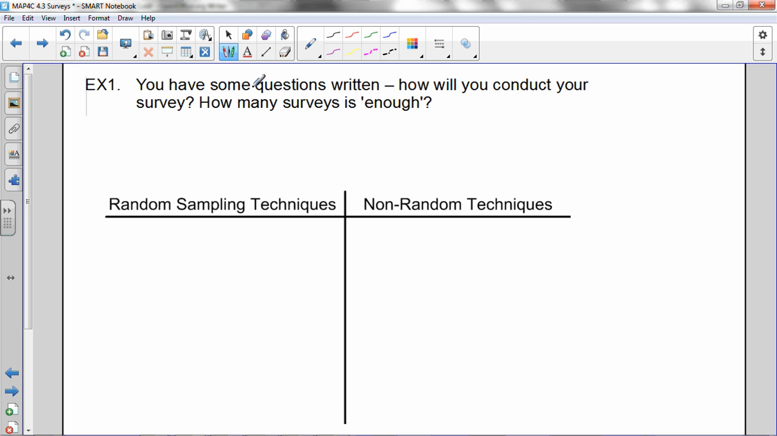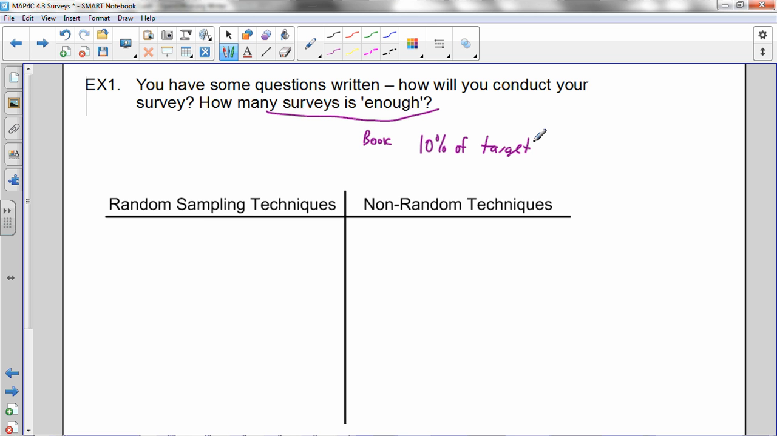Example one. So we wrote our questions, our checklists and stuff like that. How are we going to actually conduct our survey? How many surveys is enough? Well, let's answer this question first. How many surveys is enough? Our book says 10% of the target. Now, that's not always possible, right?